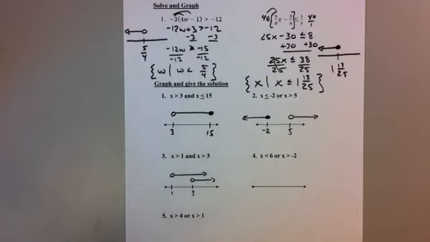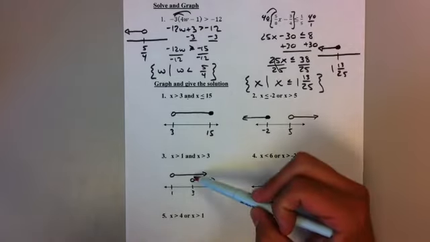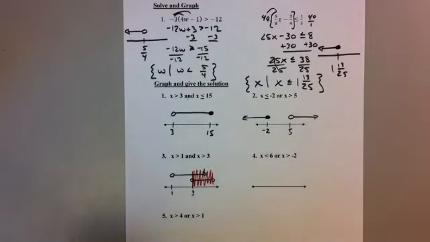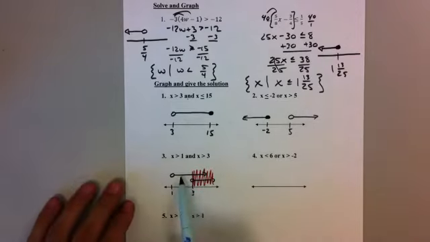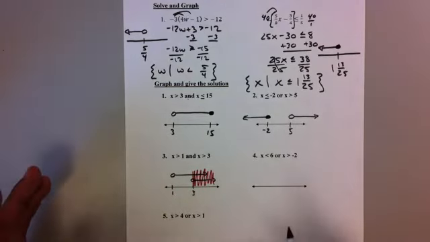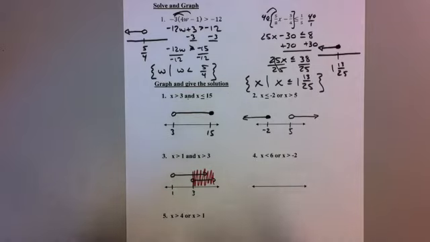I said that in an AND statement, both situations have to be true. So I need a number that's bigger than 1 and bigger than 3. So as I look at this graph, where are all the numbers that are bigger than 1 and bigger than 3? Well, they're all in this region here. So this first part is what I like to call an inefficient graph. It's not a great way to write your solution.